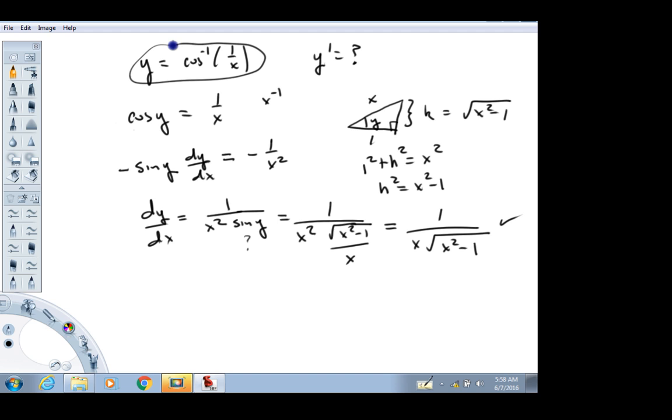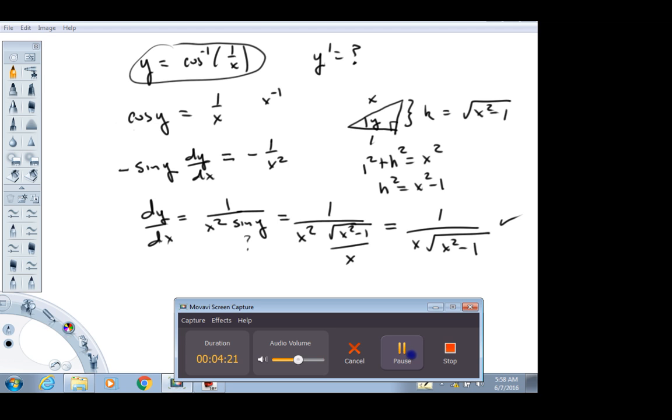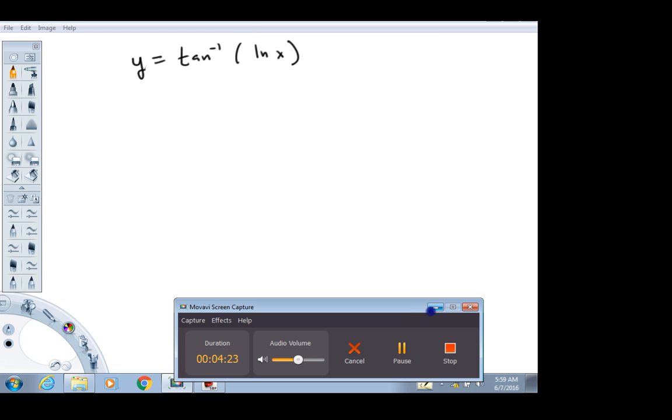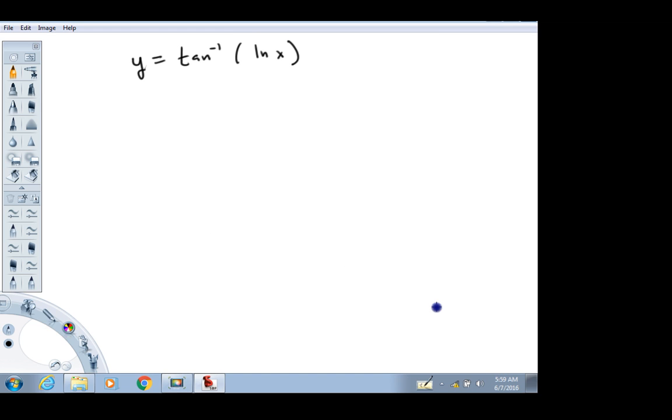I think what I'll do here is I'm going to just pause this and then write out another example. All right, got my second example written up here. So we're looking at the function y equals inverse tangent of ln of x, and what we're going to do here is try to differentiate that with respect to x. So we're looking for dy dx. First thing to realize here, if we take the tangent of both sides, this is going to read tangent of y equals ln x.